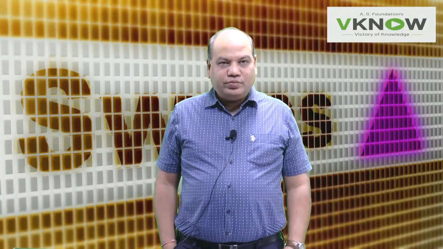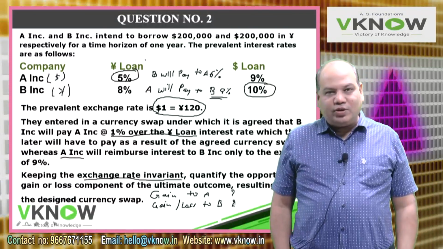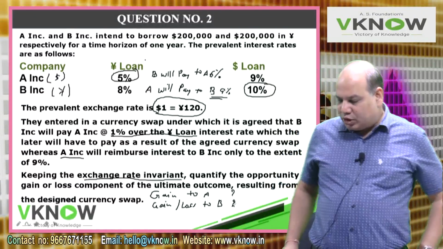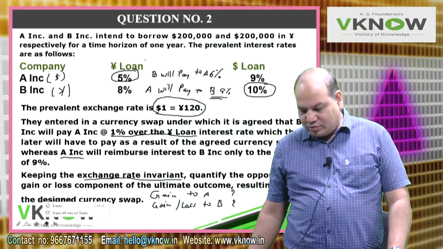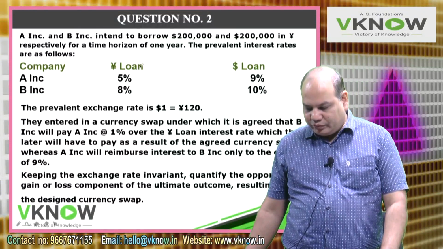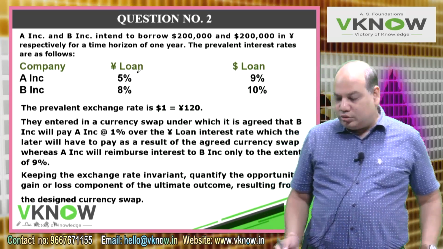So the answer is both parties will gain 1% each. Both parties will gain 1% each. How both parties will gain 1% each? Let us think first.